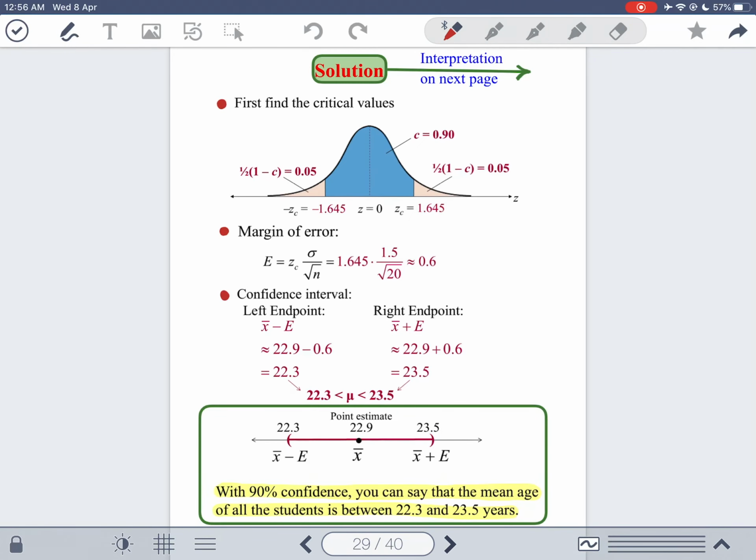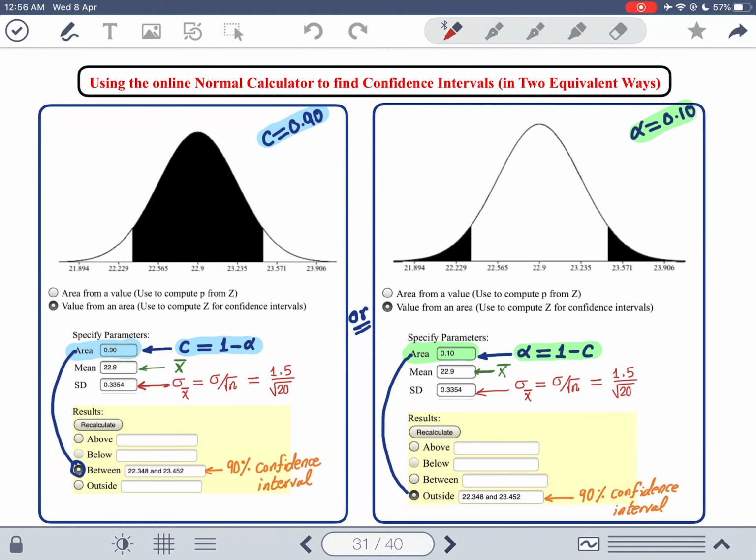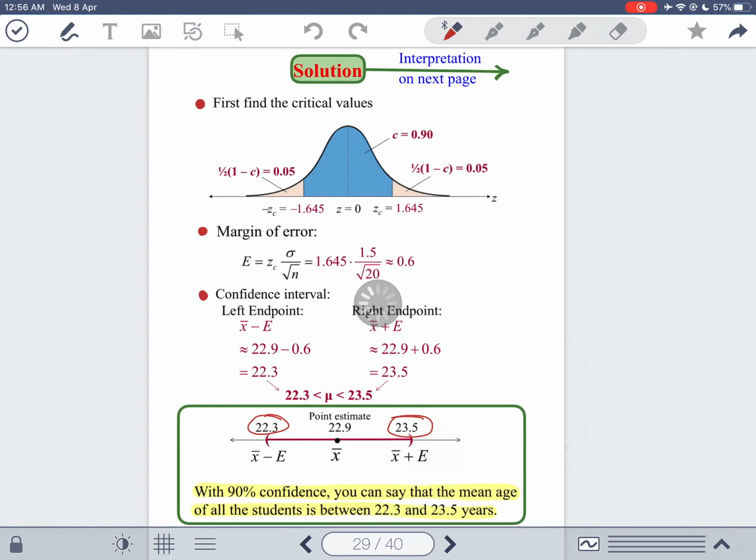Here is the classical way to do it. 22.3, 23.5. It's done in detail. You can read it. The interpretation that I just said is here, and it's showing you the picture that Leonids showed you, a similar one to it before. So please read this carefully. But now the surprise is that you can actually do this on the online calculator without having to compute anything. So let me show you how to do it.